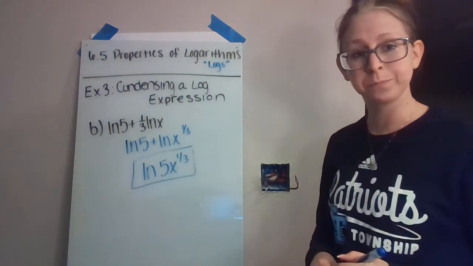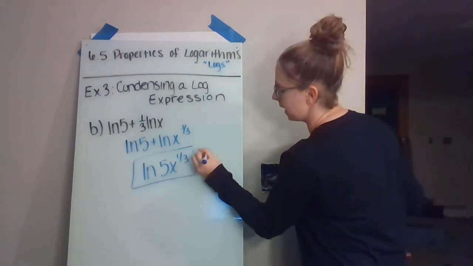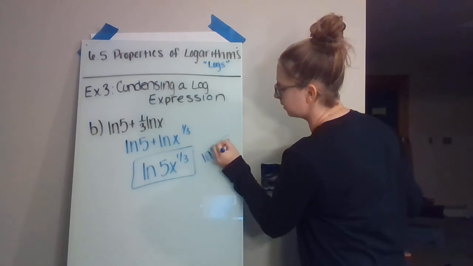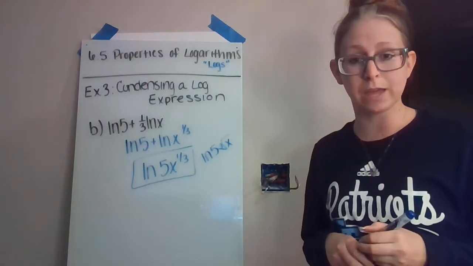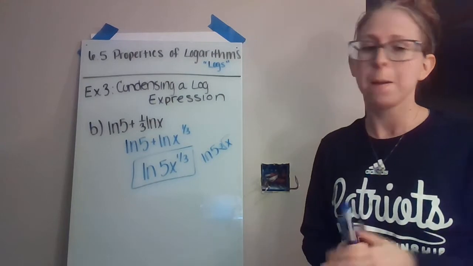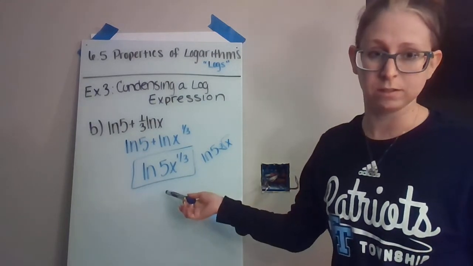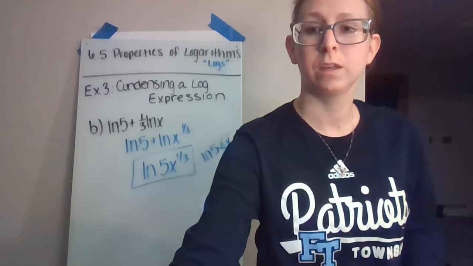And that's it. Now, if you want to change this to ln of 5 of the cube root of x, that's fine. You could do that because x to the 1/3 is the cube root of x, but I'm not picky. You can leave it as this. Okay, one last thing.